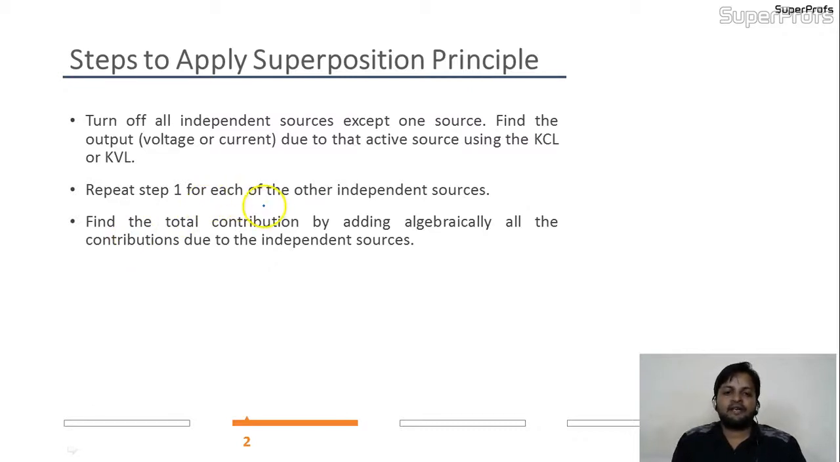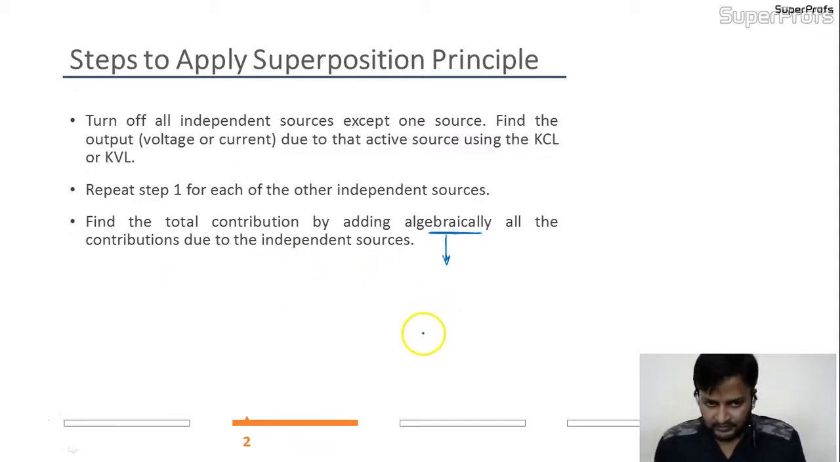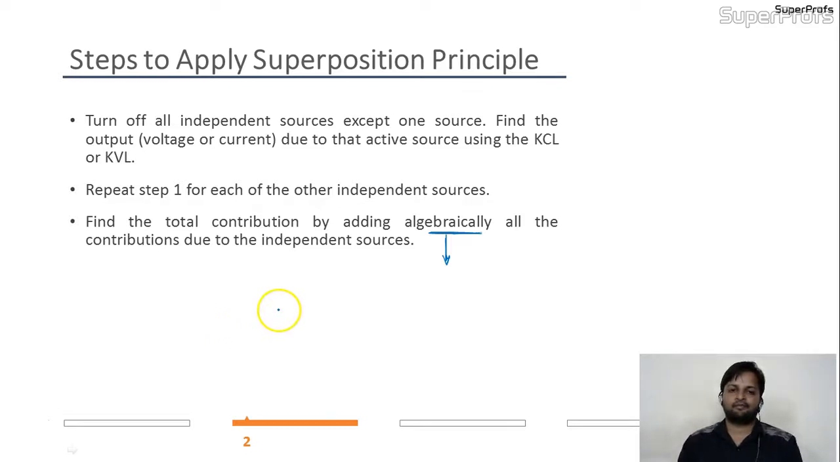Repeat step 1 for each of the other independent sources. Suppose we are having 3 or 4 independent sources in the circuit, so I'll repeat the process for all independent sources, and we'll get the individual response of individual sources. At the end, find the total contribution by adding algebraically, means we have to take care of the direction also, of all the contributions of the independent sources. I hope this one is clear to you.